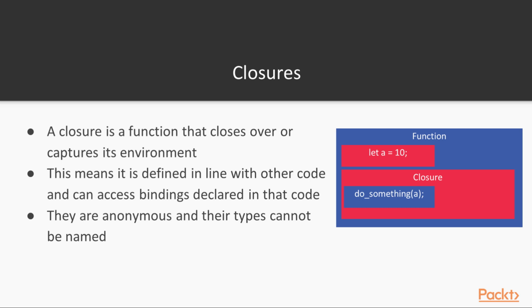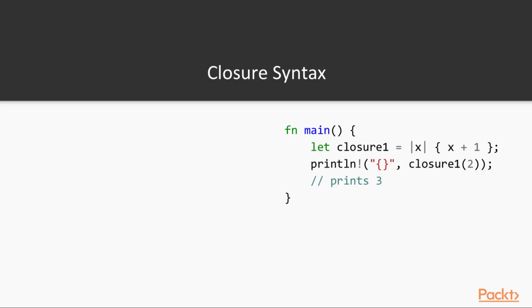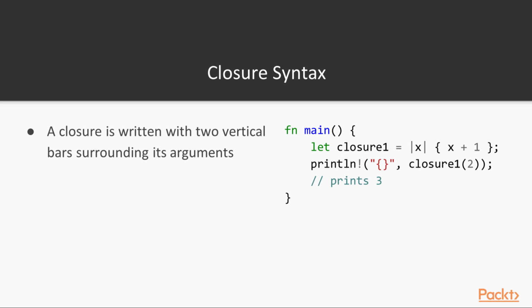As you can see in the example here, we have a function. It declares a binding a, sets a equal to 10. It then declares a closure, and within that closure, it calls a function that uses the binding that was declared in the outer scope. So we say that that closure closes over that binding a. The syntax is pretty similar to a lot of other languages. A closure is written with two vertical bars surrounding its arguments. If you're familiar with, for example, Python, this syntax replaces the lambda x syntax in Python, and of course anyone coming from a functional language will recognize this fairly rapidly.